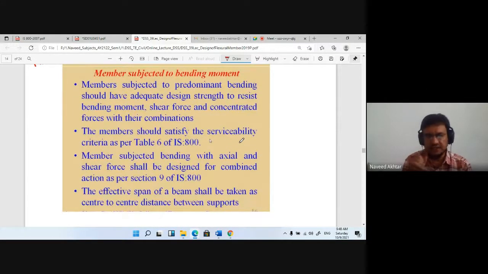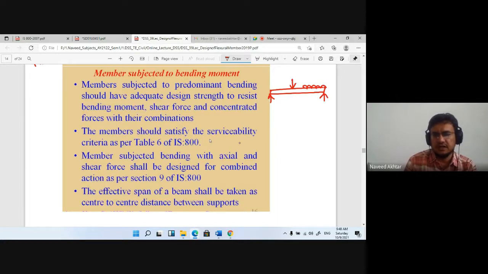So generally the beam or flexural member is subjected to the bending moment. The members subjected to predominant bending should have adequate design strength to resist the bending moment, shear force, and concentrated forces with their combinations. Why are we calling this a beam? This is your beam, and these are the supports. There can be different loading conditions. Here it is critical, where the concentrated load is.